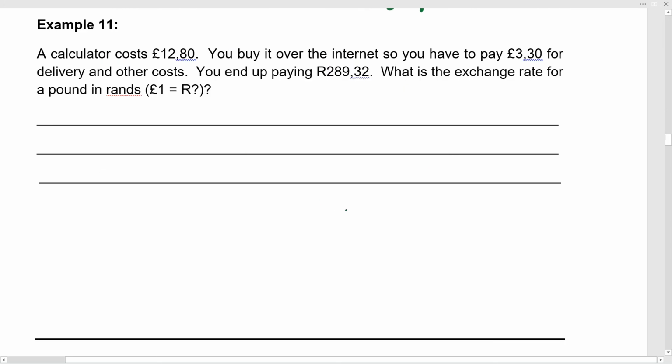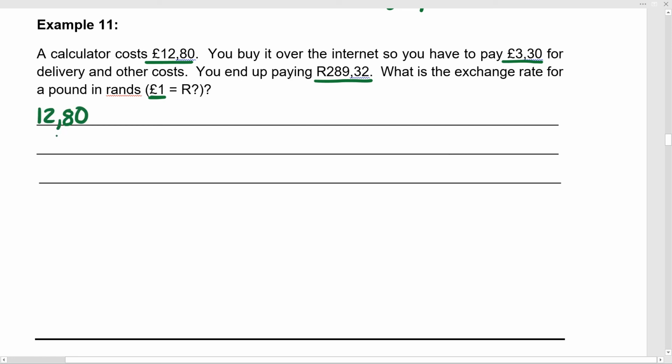My last example with exchange rates is working with pounds. So we are not told the exchange rate, and this is a different kind of question. The calculator costs £12.80. You buy it over the internet, so you have to pay £3.30 for delivery and other costs. Okay, so I'm definitely going to add those together. But then they tell me my total is actually in rands, and the question is, what is the exchange rate? Okay, they want £1 equals how many rands?